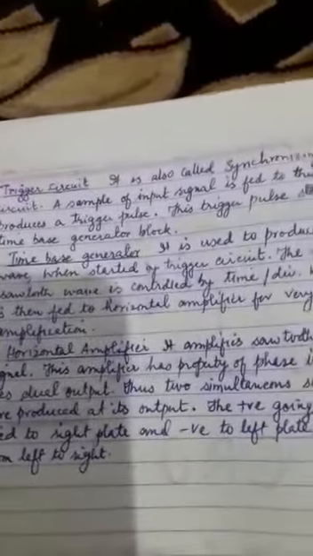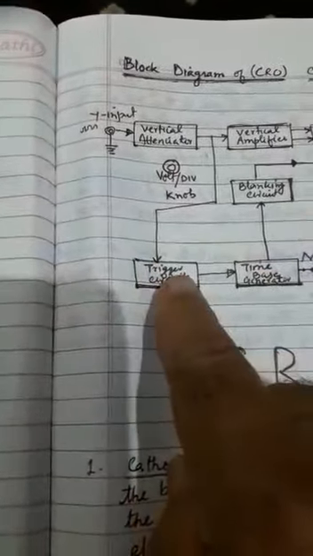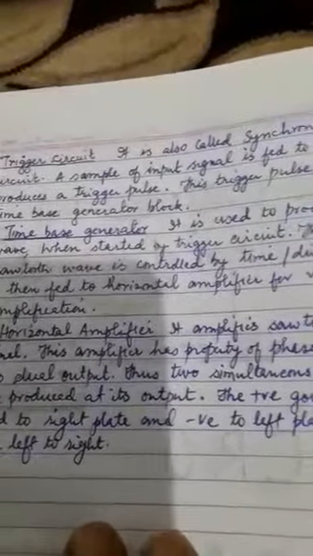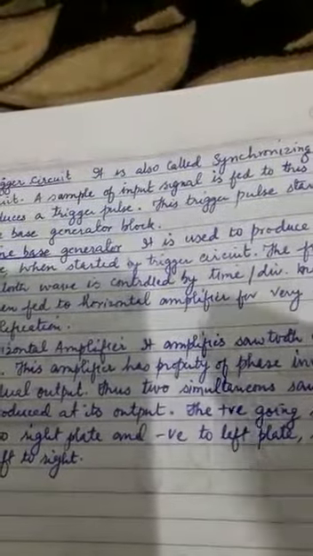When a sample input signal is fed to the trigger circuit, what is its function? What does it do? After getting an input here, it produces a trigger pulse. This trigger circuit produces a trigger pulse.